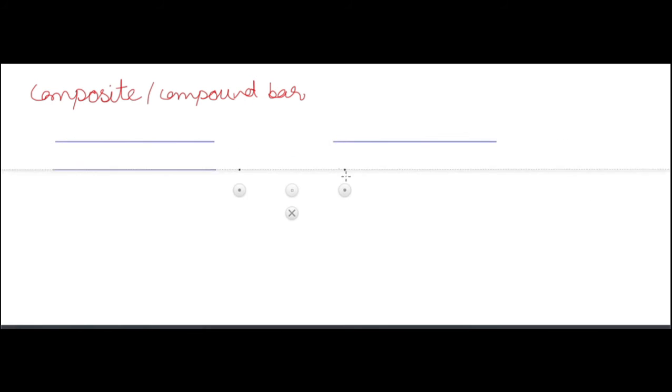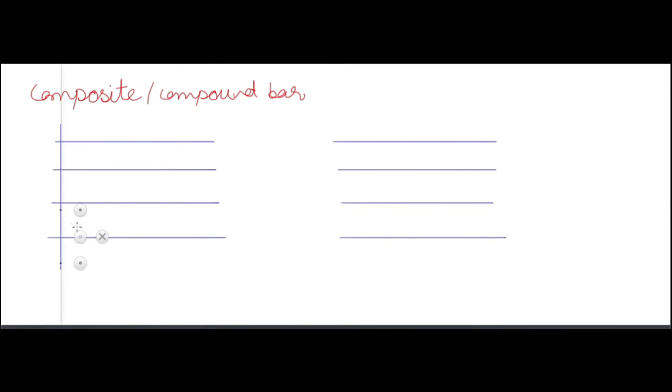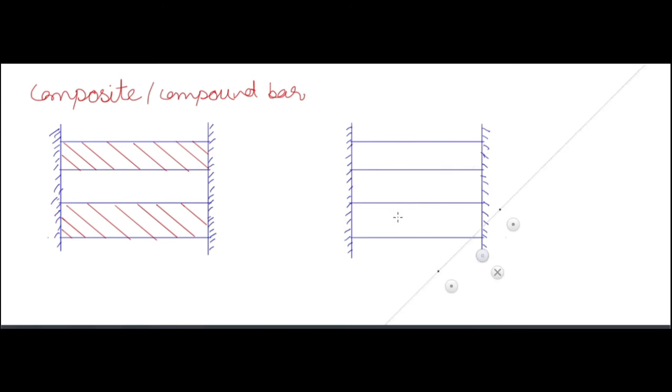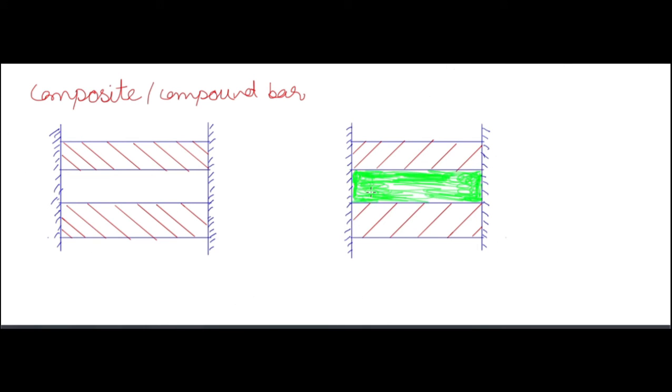Now composite or compound bar. So once again this is an indeterminate beam, meaning both supports are fixed, so there will be no elongation happening, meaning delta L will be 0. So delta L1 plus delta L2 will be 0 here.